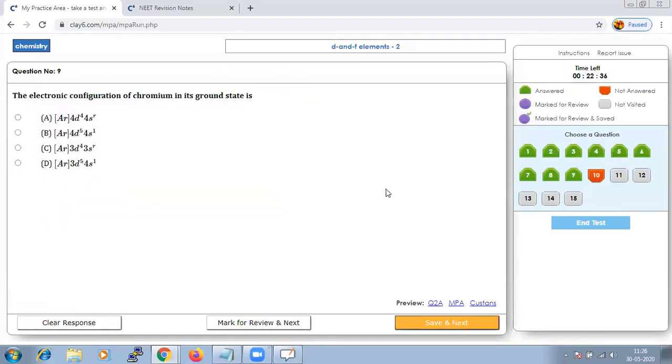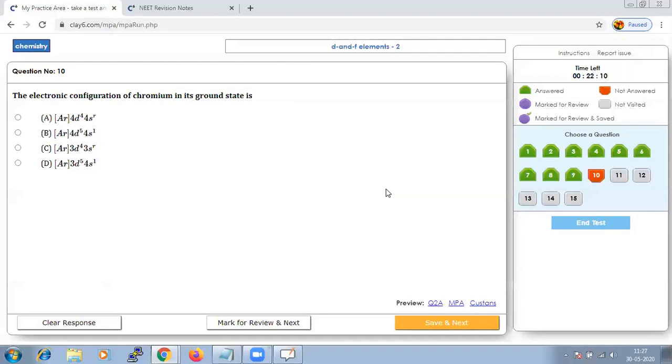The electronic configuration of chromium in its ground state. We have to write the electronic configuration of chromium in ground state. Because chromium is an exception, it will follow the rule that if there are 4 electrons in the d orbital, it will move 1 electron from the s orbital to fill the extra space.